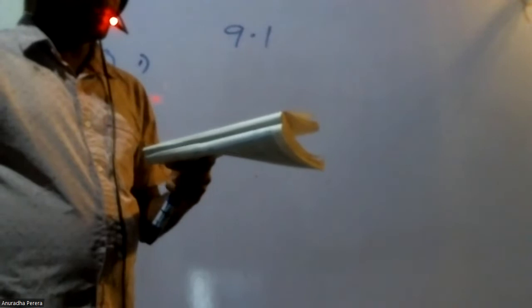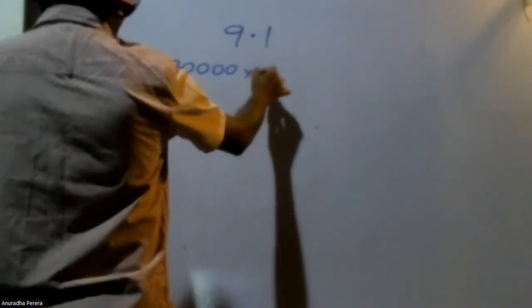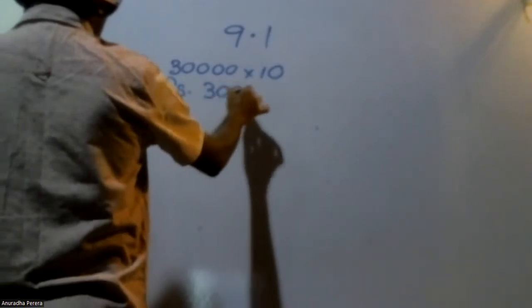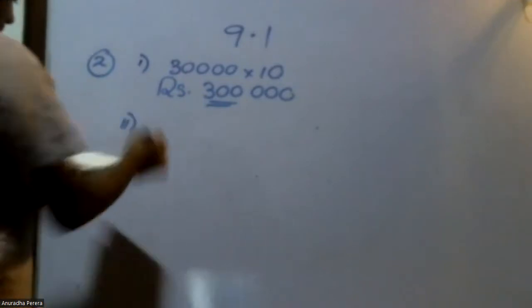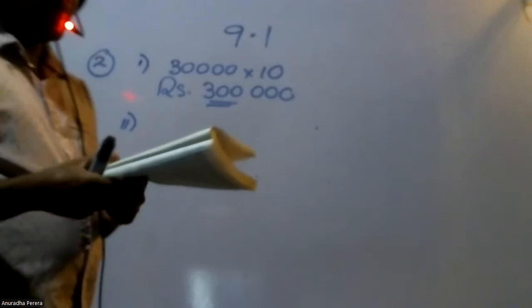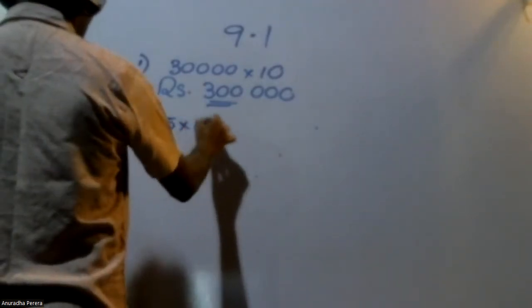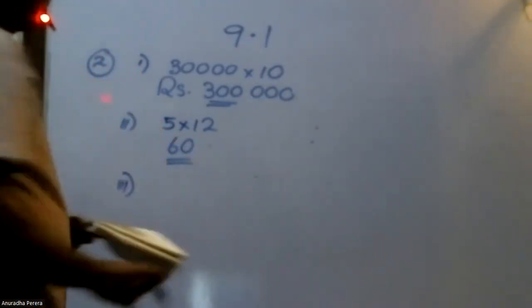First one. How much can Nimal acquire as a loan? 10 times his salary. 30,000 into 10. 300,000. Second one. What is the duration of the loan in months? 5 years means 5 into 12 is 60 installments, monthly installments.